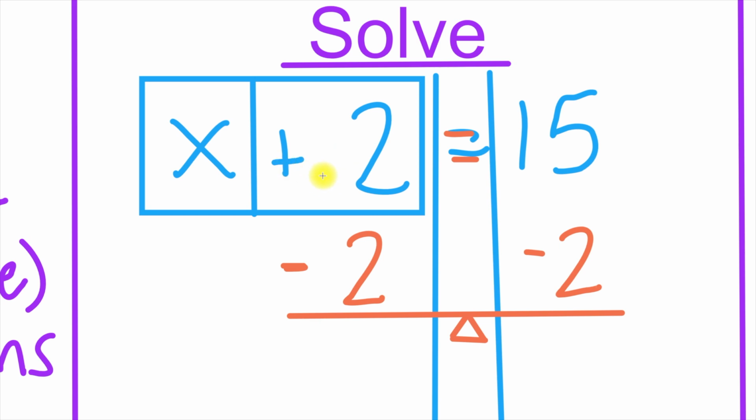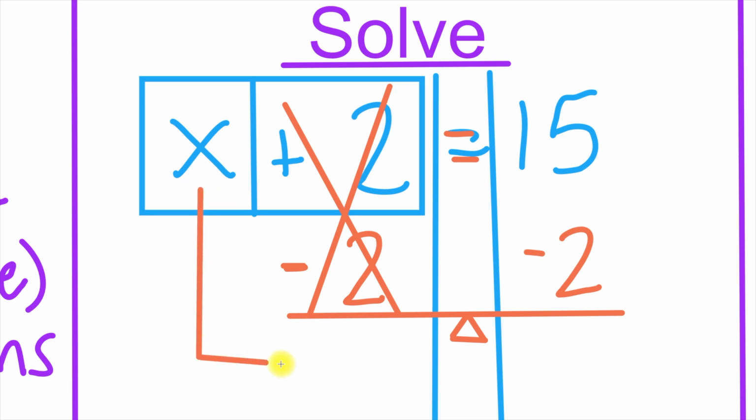Now what will happen is I have this plus 2, and I'm going to cancel this out because 2 minus 2 is 0, which is exactly what we want. We can now take this variable x and bring it down. So we'll say x equals the result of 15 minus 2, which is 13. And this right here is our solution.